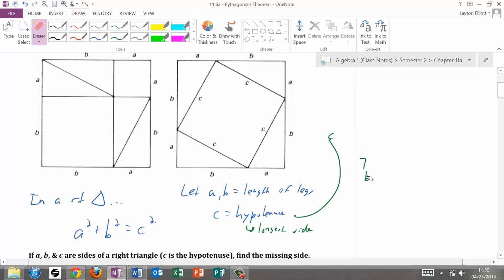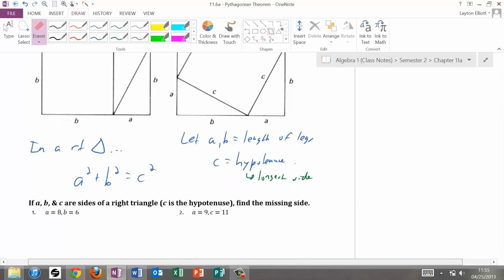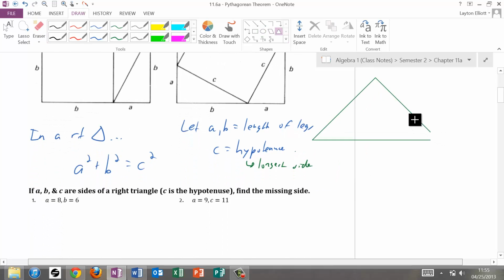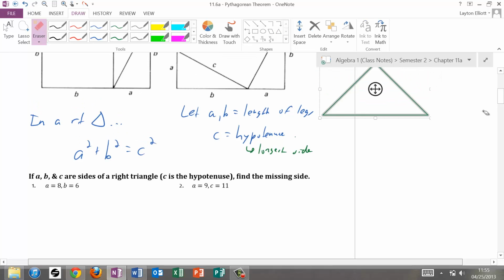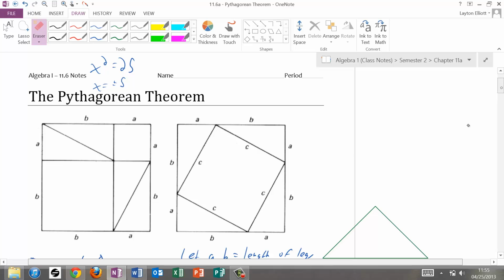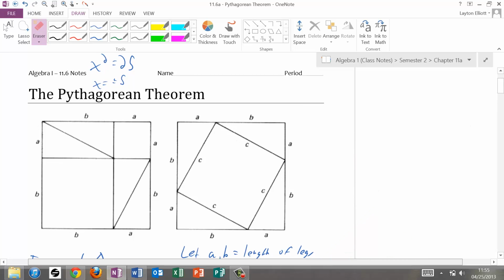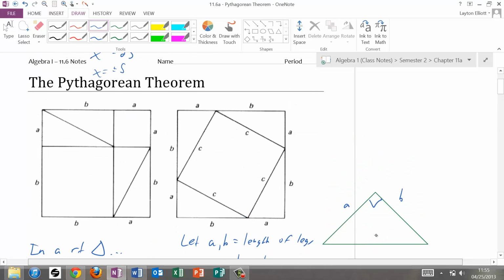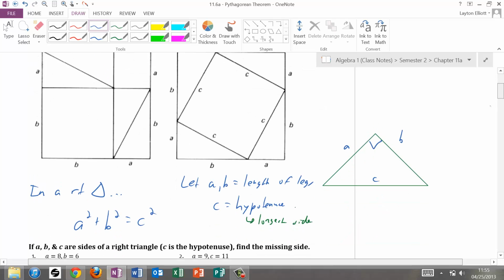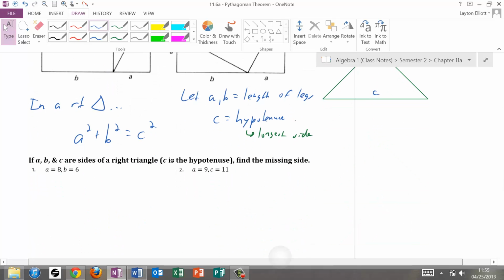Sometimes we might have an isosceles right triangle. Let me see if I can draw one of those with this tool. Okay, this thing keeps moving. That's close. In an isosceles right triangle, your two legs are the same length. So here's an isosceles right triangle, A and B, but clearly the longer side is easy to identify. So bottom line, if C is the hypotenuse, that means it's the longest side.